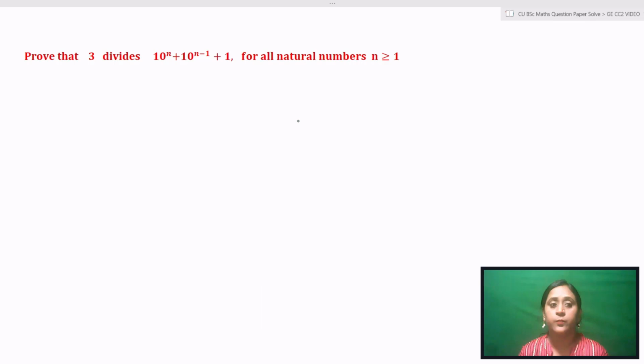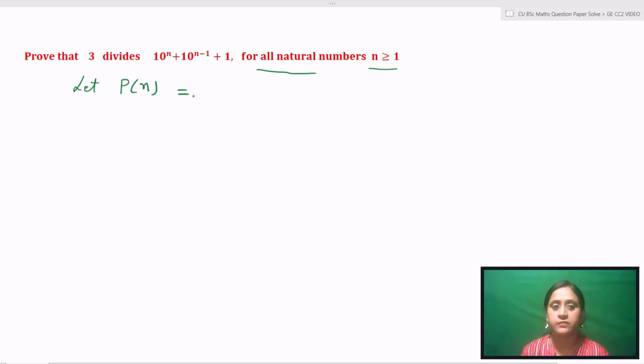Question number 11a. Prove that 3 divides 10 to the power n plus 10 to the power n minus 1 plus 1 for all natural numbers n greater than equal to 1. Okay. We will solve this problem by mathematical induction. So let Pn is equals to 10 to the power n plus 10 to the power n minus 1 plus 1.